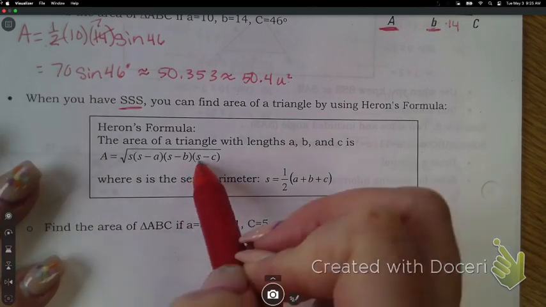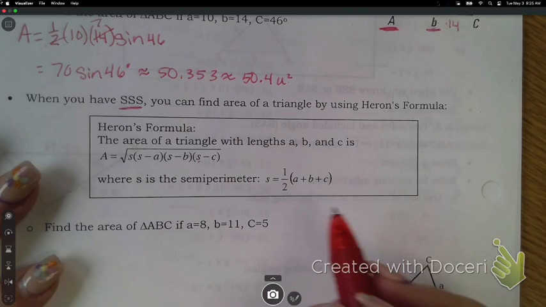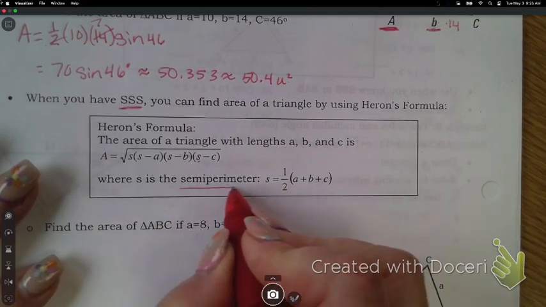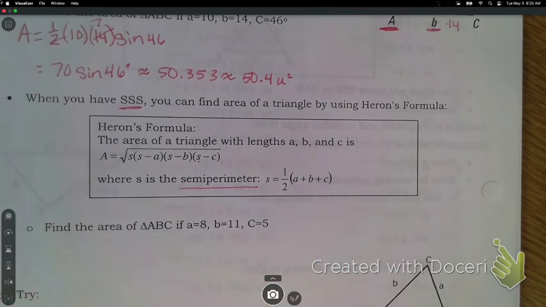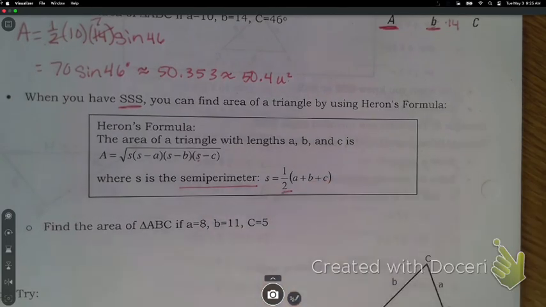Well, first of all, we need to know what s is. S is the semi-perimeter. What is perimeter? All the sides added up, yes? Semi is part of it. Guess what part I want? Half of it. Just remember, area of a triangle is 1/2 base times height, correct? So you have to find the semi-perimeter first, and then you just plug it in the formula.